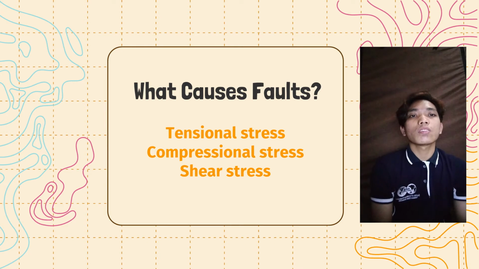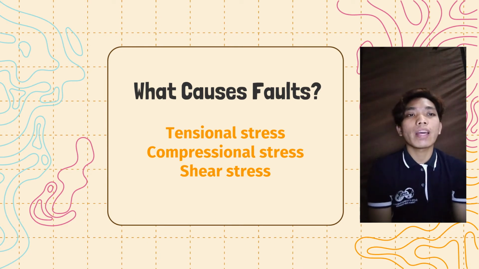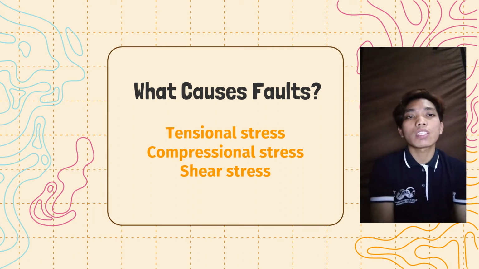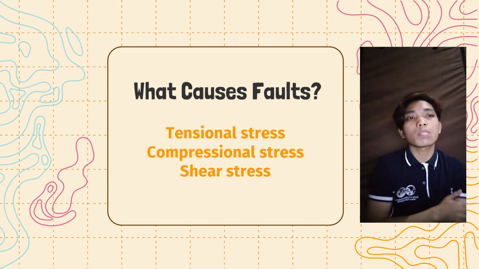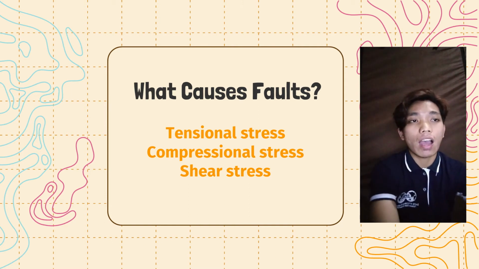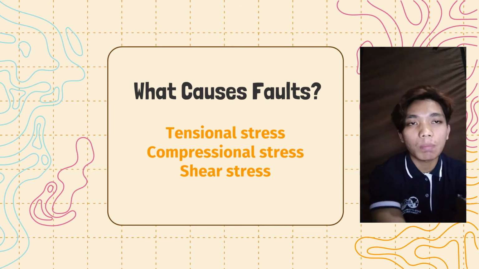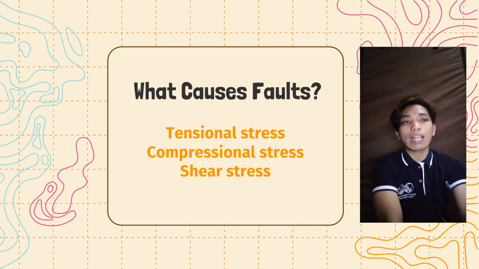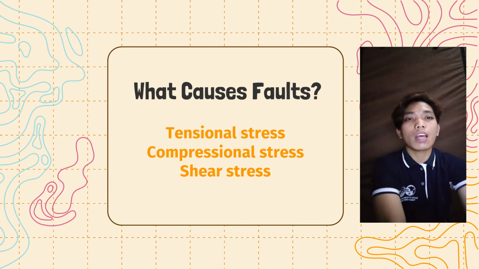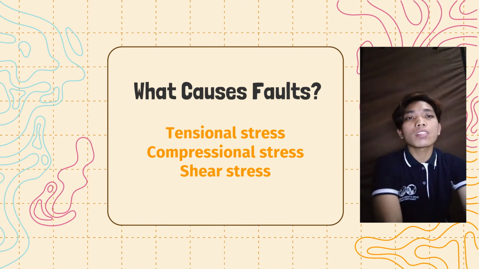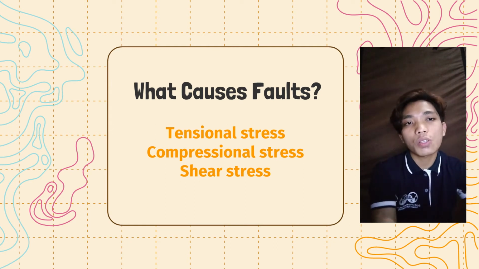shear stress. Faults are classified by how they move, and there are three main types of stress that cause movement along faults. The stress occurs because, as mentioned before, the plates fit together really well but also float around on the mantle and rub against each other or bump into each other. So what causes this movement? First is the tensional stress.